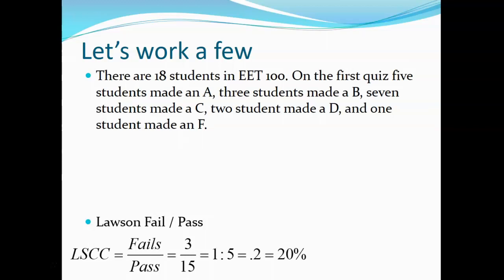Okay. So for our version of pass-fail, I have 3 Ds because I have 2 Ds, 1 F. So I have a total of 3 fails, 15 pass, 20% of the class fails. They failed because you got a D or an F.